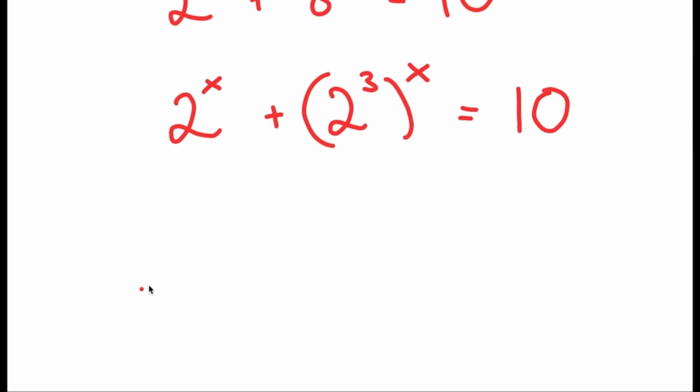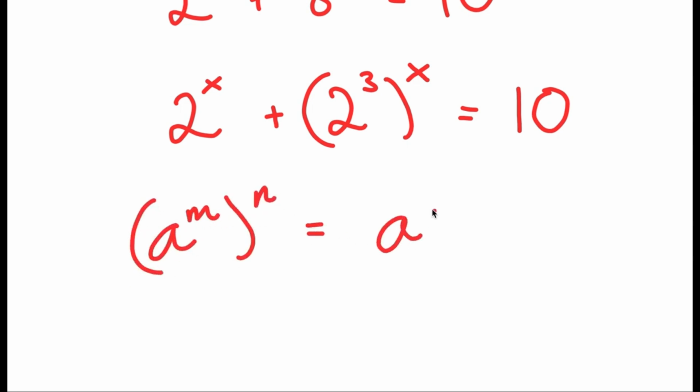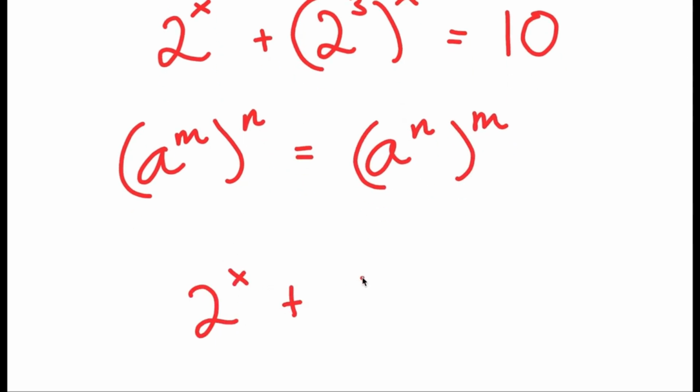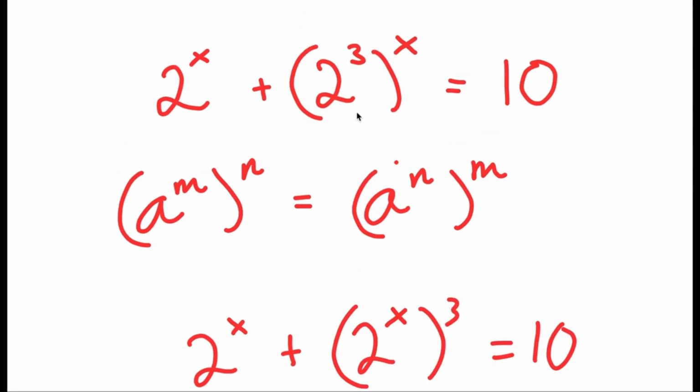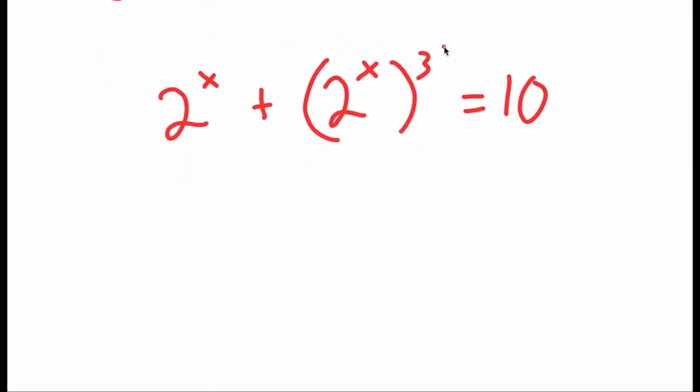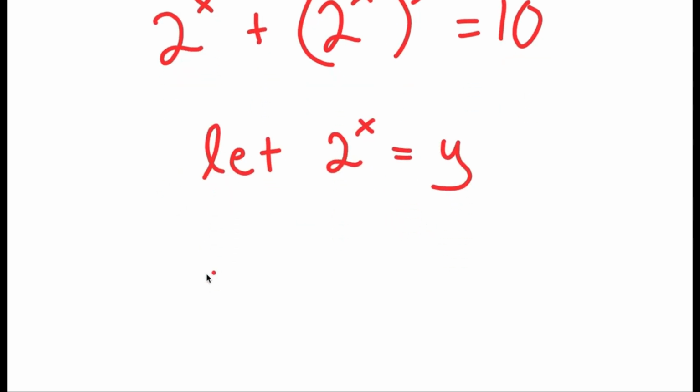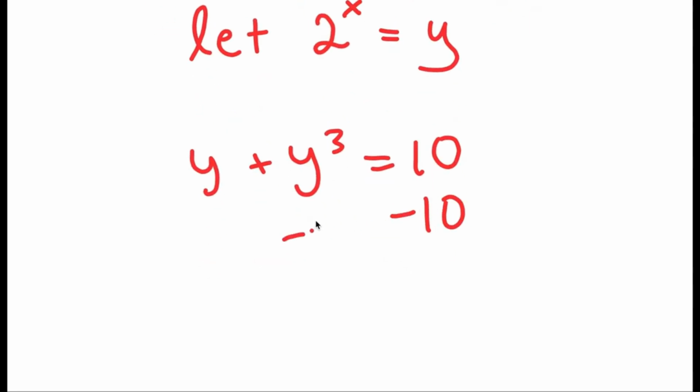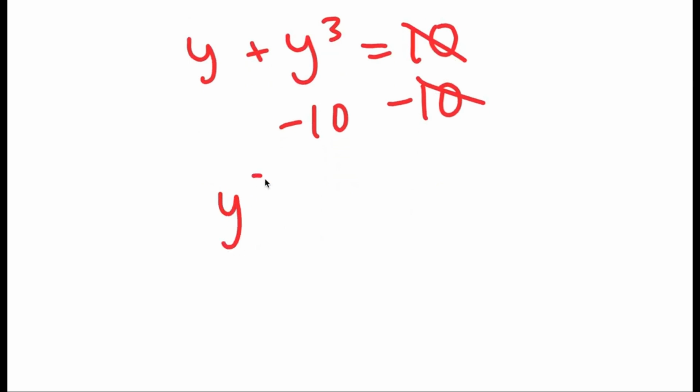Now from here, if I have something in the form (a^m)^n, this is equal to (a^n)^m. So I get 2^x plus (2^x)^3 is equal to 10 because I switched the places of 3 and x. Now from here, I'm going to let 2^x equal to the variable y. So now I get y plus y^3 is equal to 10, and if I subtract 10 on both sides, I get y^3 plus y minus 10 is equal to 0.